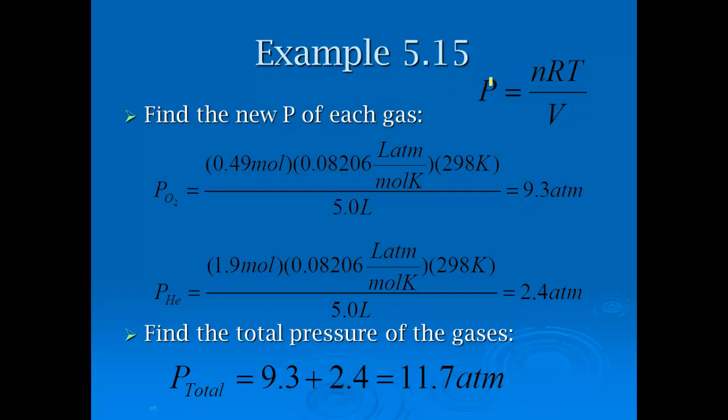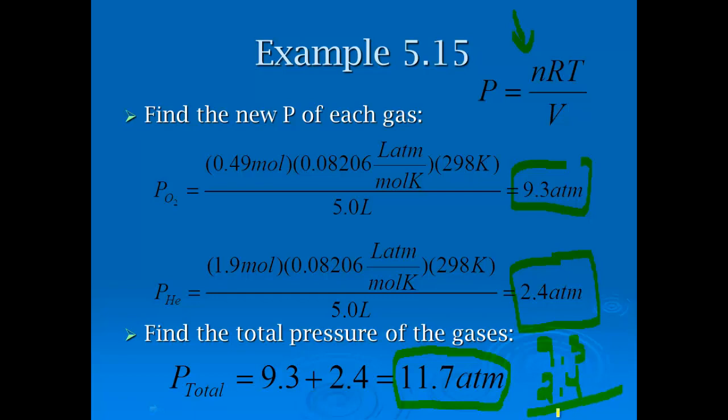Now we can find the new pressure of each gas, which is going to be 9.3 atm, 2.4 atm, add them together to 11.7, or if we knew the total moles, we also could have plugged that into PV equals nRT and gotten exactly the same answer. Now just as a reminder here, sig figs are different when you're adding. Remember, it's the fewest number of decimal places, so we still write 11.7 to include that one decimal place. So there's your sig fig reminder.